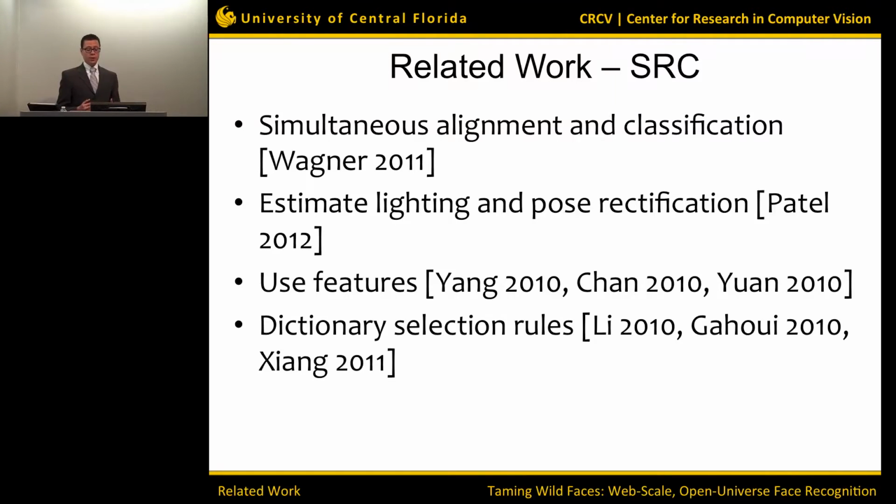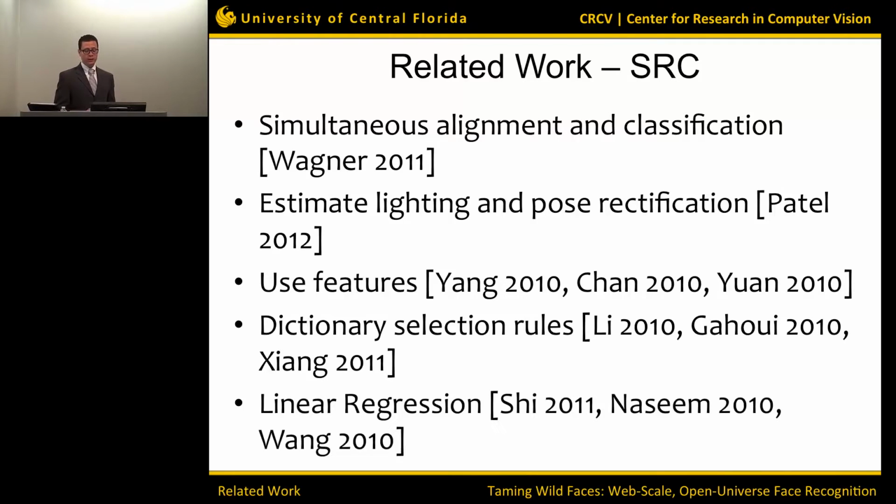There's been another area in dictionary selection where they're able to find a subset of the larger dictionary that they can then perform sparse representation upon, and this is kind of where our method lies. And finally, there are linear regression methods that have said, let's eliminate the sparsity constraint on this coefficient vector, and we'll talk about this more as we move along to see if in real-world data this is actually true.